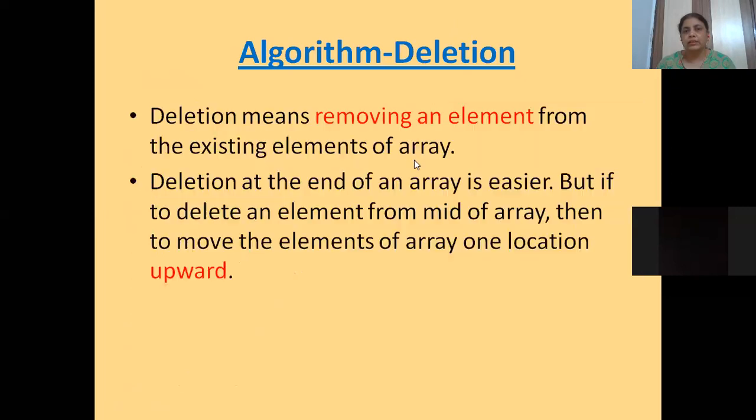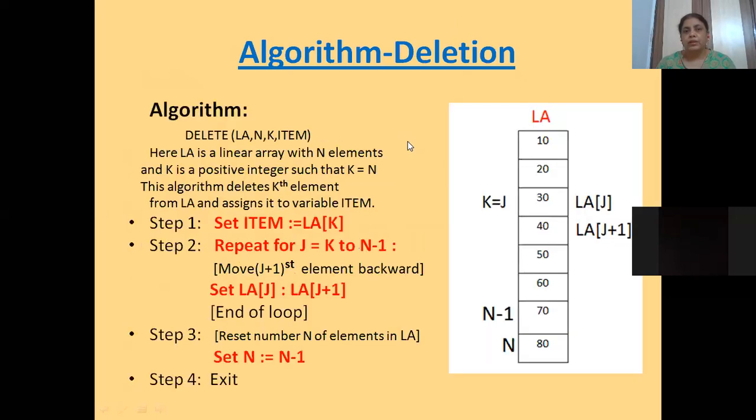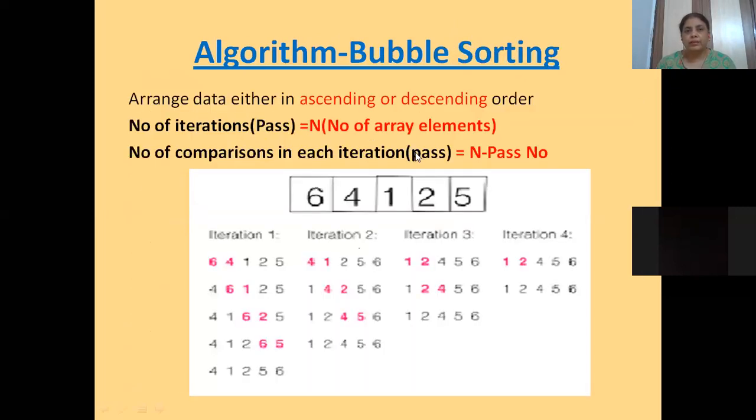Insertion and deletion, I think, are clear to all. Next is bubble sorting. We have already done an example of bubble sorting. Sorting means arranging data either in ascending or descending order. We have many methods, like bubble sort, selection sort.